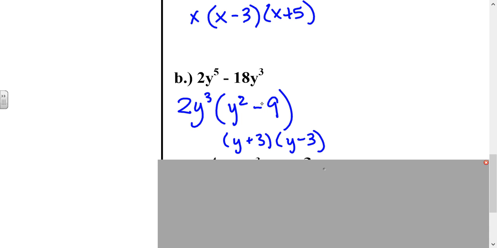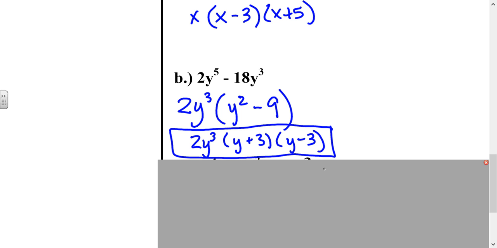Because I'm basically finding factors of negative 9 that add to be 0 because there's nothing in the middle. So that would be 3 and negative 3. And then I need to bring down the 2y cubed. So this would be the version that was factored completely.